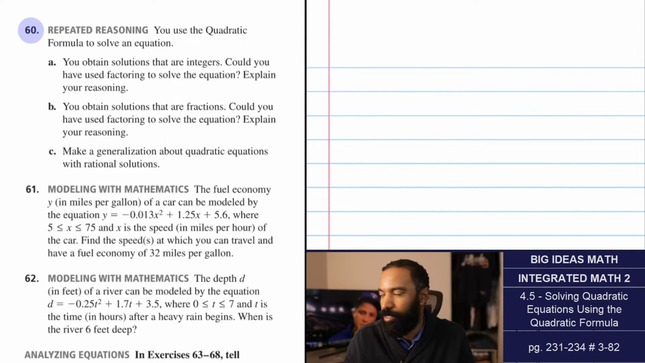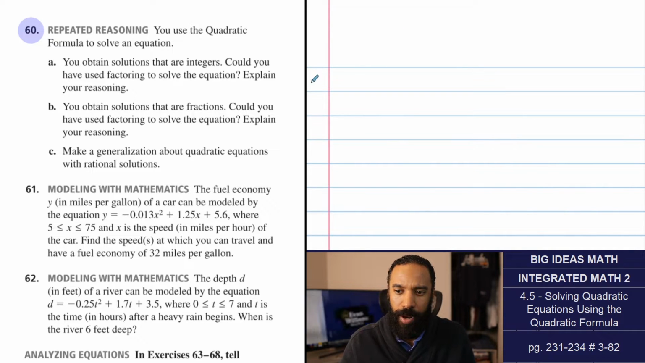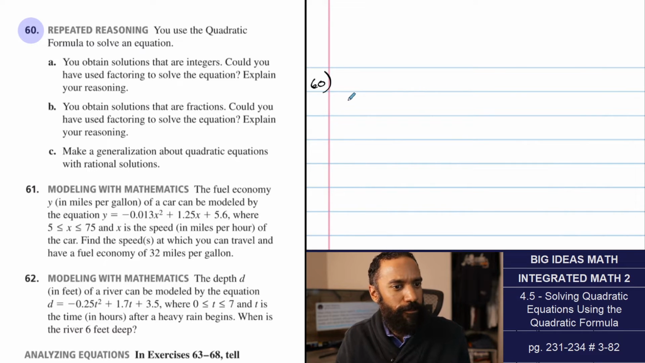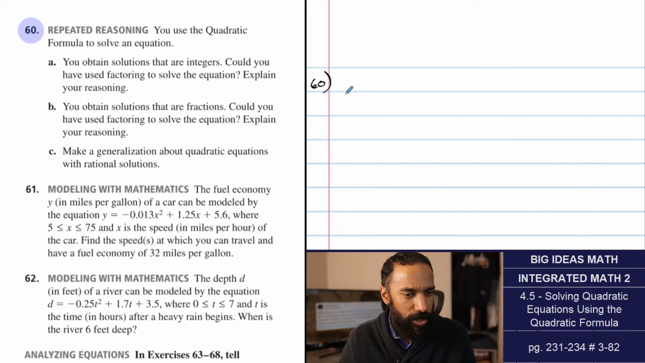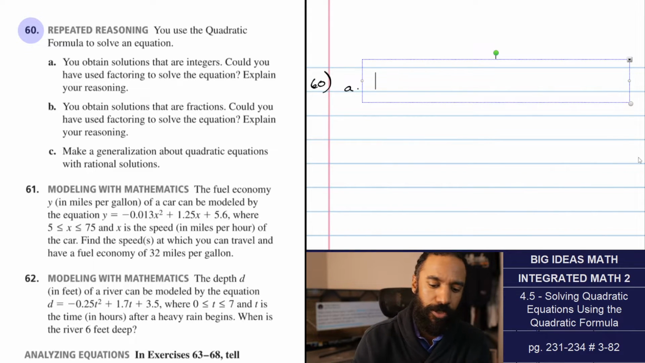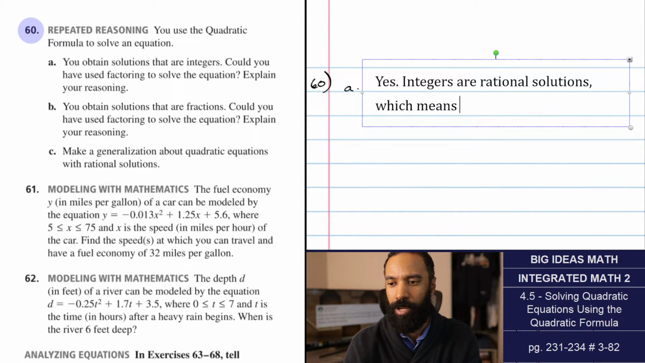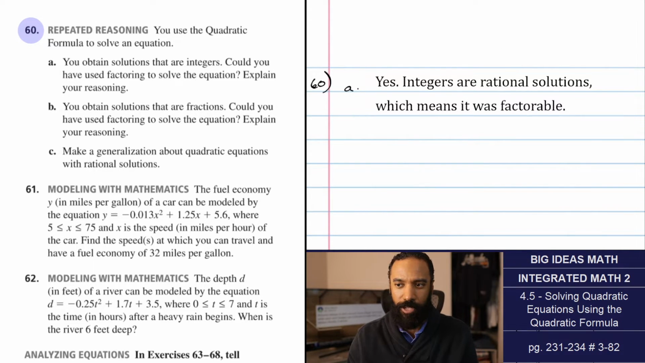Number 60, because we're past 2 hours. I need to finish around 3. Use the quadratic formula to solve an equation. You obtain solutions that are integers. Could you have used factoring to solve your problem? Explain your reasoning. Yes. If we have rational solutions, and integers are rational solutions, that means it was factorable. As long as they're not irrational, that means it's factorable.